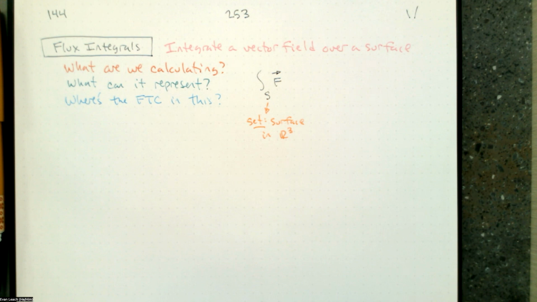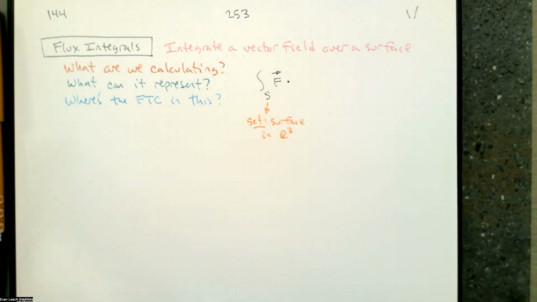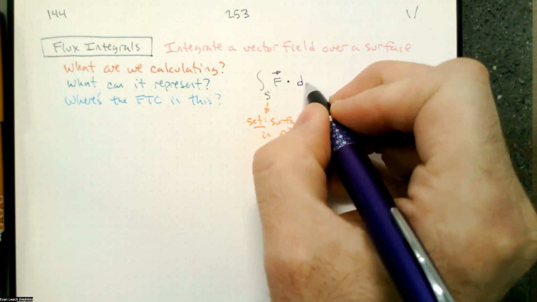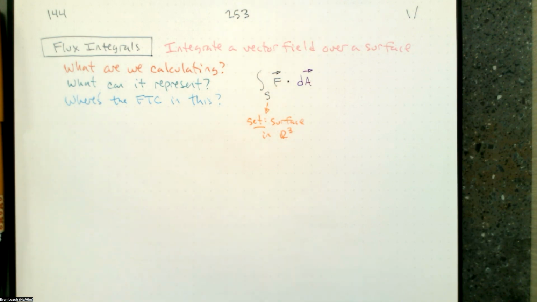This is an integral. Our operation is going to be a multiplication. The multiplication that we're going to be using is, unsurprisingly, a dot product. Since the function that we're integrating is a vector field, we're going to be using a dot product for the multiplication. And as usual, the small piece is going to be a dA. That's going to be a small piece of the surface.